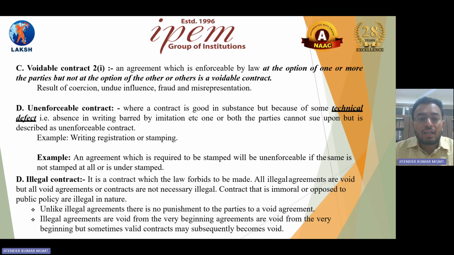Further, we move to the illegal contract. It is a contract which is forbidden by law. All illegal agreements are void, but all void agreements are not necessarily illegal. So contracts have their object, suppose, and we have public policies and the natures.